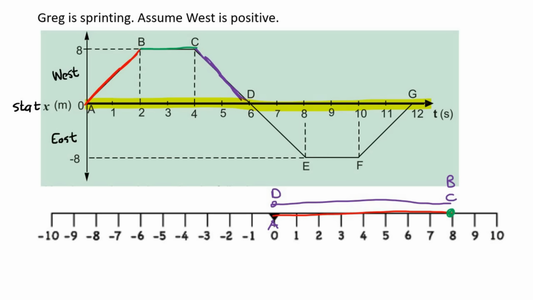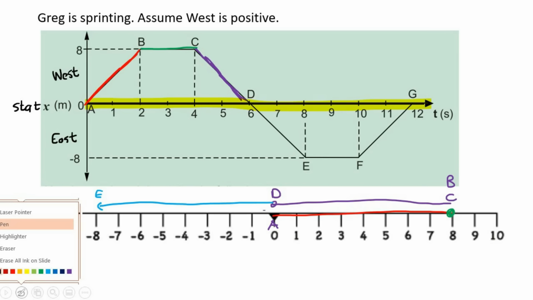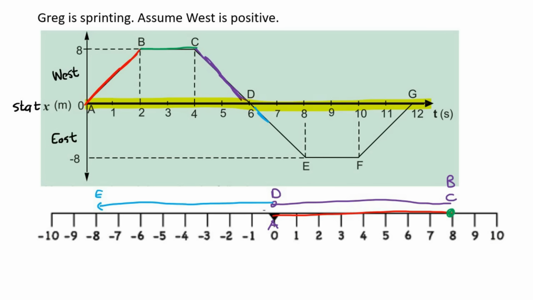Right, so then what happens is that we start going in an easterly direction to point E, which is 8 meters. Let me just get a different color. So that would go to there. That would be point E. And from E to F, you can see we're not going to be moving at all because the displacement remains at -8. So that would just stay like that. That would also be letter F.